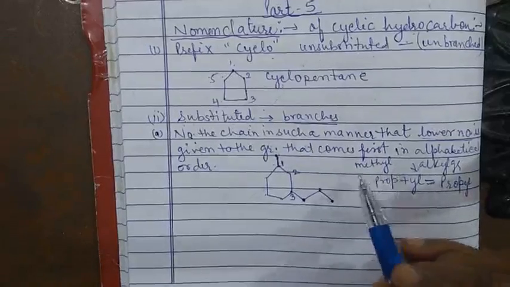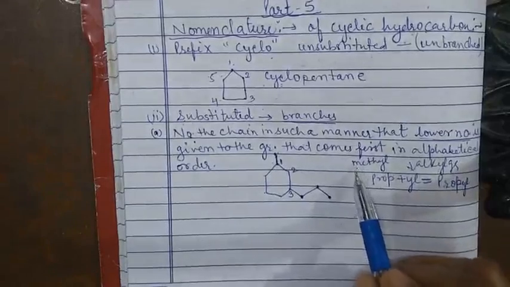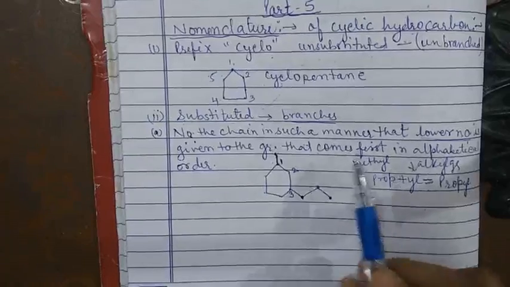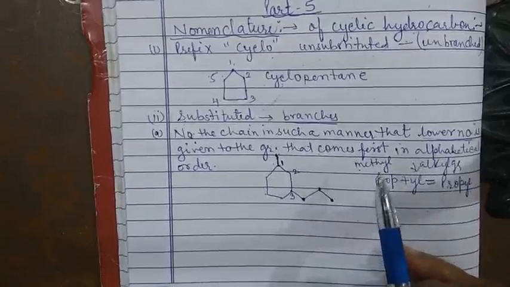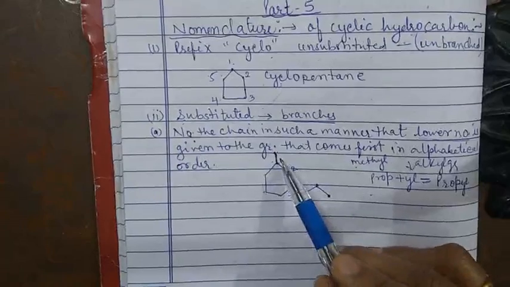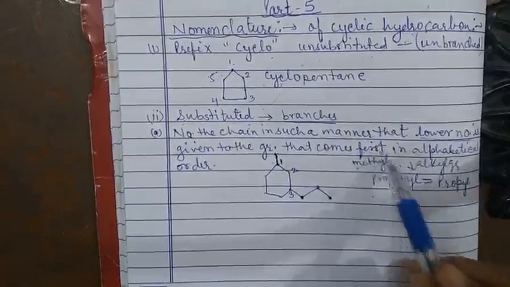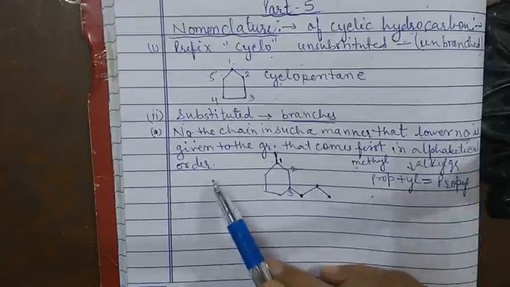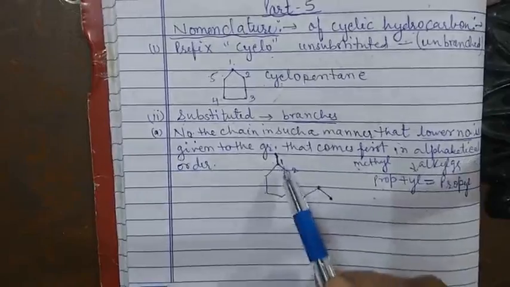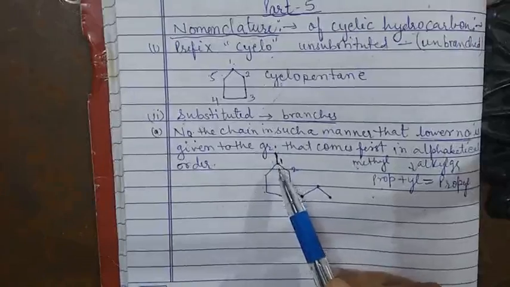So in alphabetical order, M comes first in comparison to P, because A, B, C, D in alphabetical order, M comes first in comparison to P. So numbering is done in such a way that the group which comes first in alphabetical order gets the lowest possible number. That's why we have done numbering from here. This is the reason why we have done numbering from here.